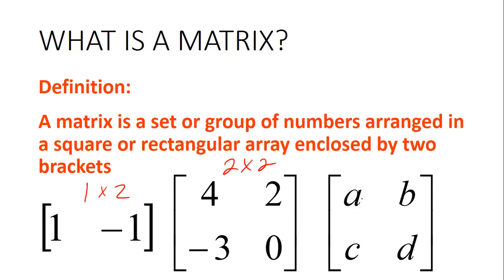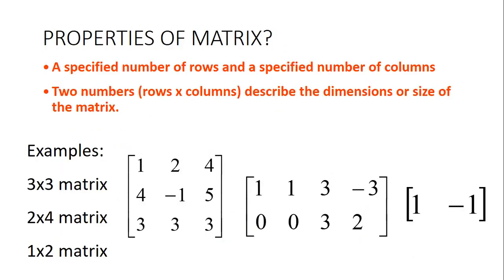Now, what are the properties of a matrix? A specified number of rows and a specified number of columns. 2 numbers, rows and columns, describe the dimensions or the size. What makes matrices beautiful is that they can come in different shapes and sizes. I can have a 3 by 3 matrix, a 2 by 4 matrix, a 1 by 2 matrix. Depending on what I'm solving, what I'm trying to represent, my matrix can be small or big.